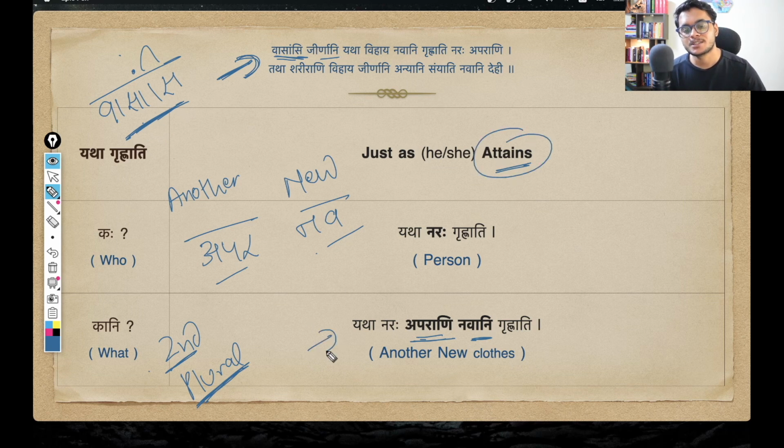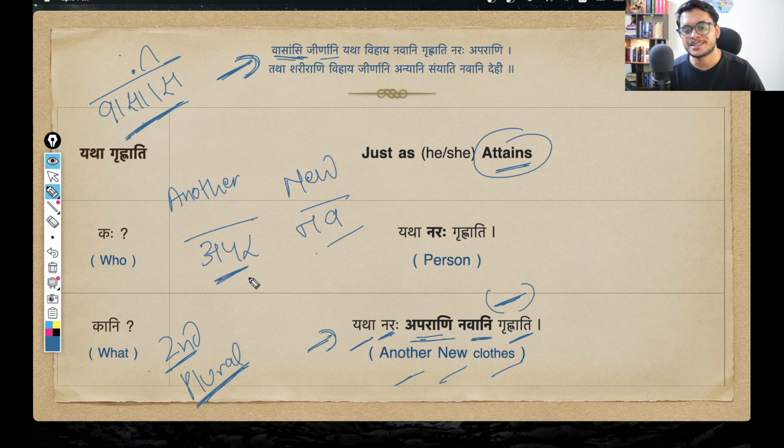So when I have this sentence, yatha naraha, aparani, navani, you imagine that we are talking about this vasamsi here. And so the meaning of the sentence will be that just as a person grihanati, attains or acquires aparani navani, another new set of clothes, another new clothes. That is the meaning I want to convey here.